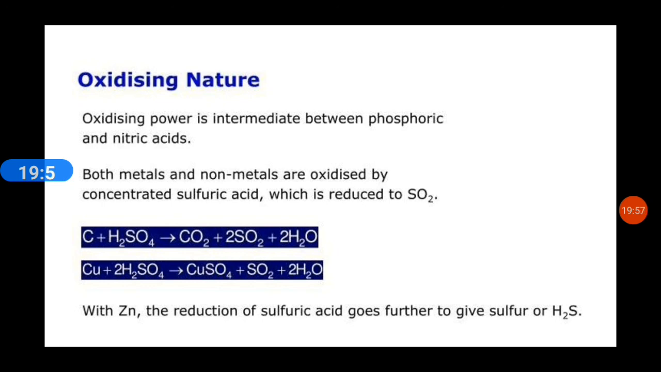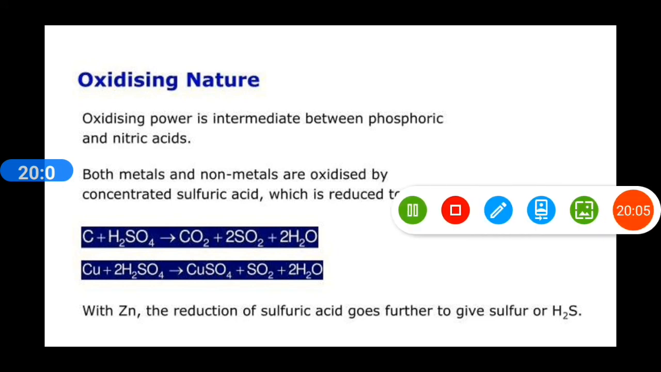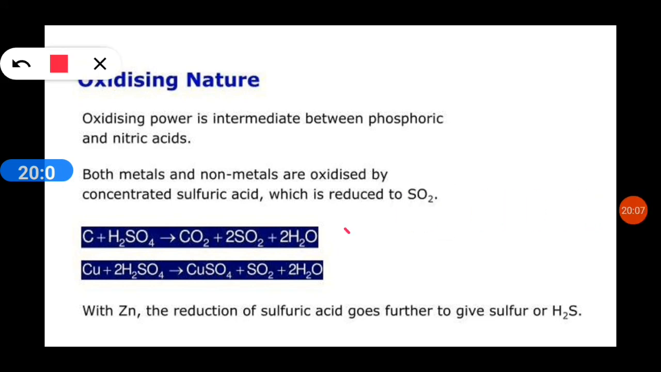Both metals and non-metals are oxidized by concentrated sulfuric acid, which is reduced to SO2. As shown here, with carbon it forms carbon dioxide, SO2 and water. With copper it forms copper sulfate and SO2 and water.